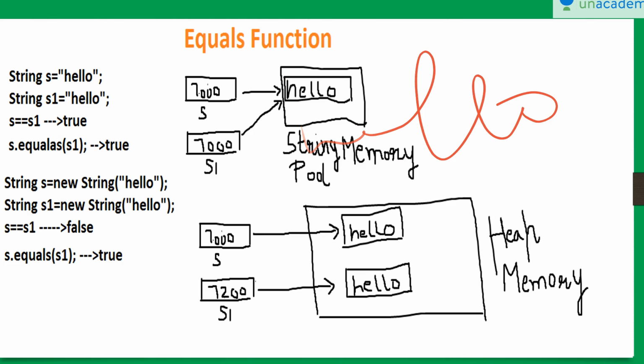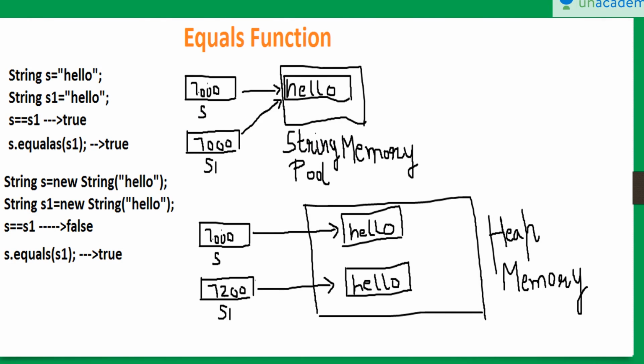Okay, that's what happened in the string memory pool. If a literal is already present there, it will not create a new literal. It will basically start pointing that reference to the previously declared literal. Okay, that's what we can see here also.